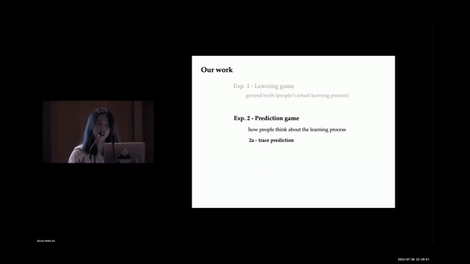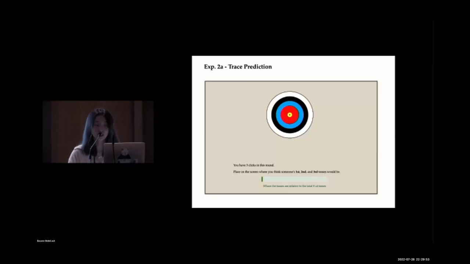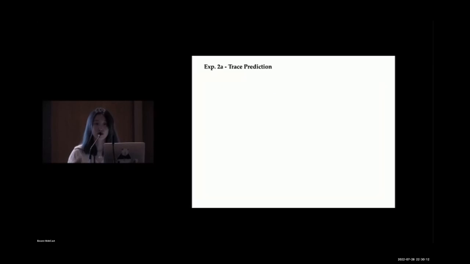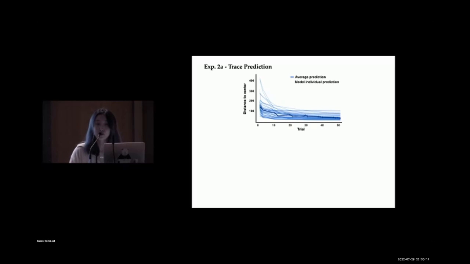Now I will show you experiment 2A, which is a trial prediction game. Just to remind you, participants get exactly the same instructions as participants in experiment 1, but here, instead of actually playing the game, they're asked to click on the board where they think a learner's lollipop would land. With this, we're able to construct the predicted learning curves. Again, the x-axis is the number of trials and the y-axis is distance to center. We can see here both the individual and aggregate level participants' predicted learning curves.